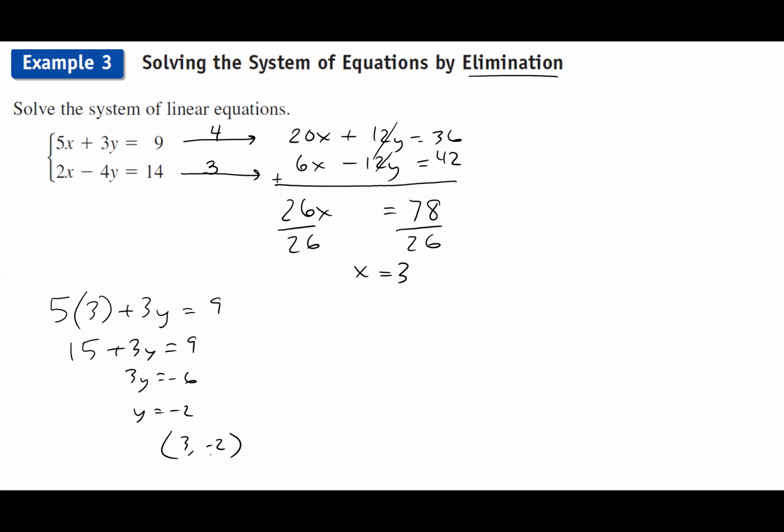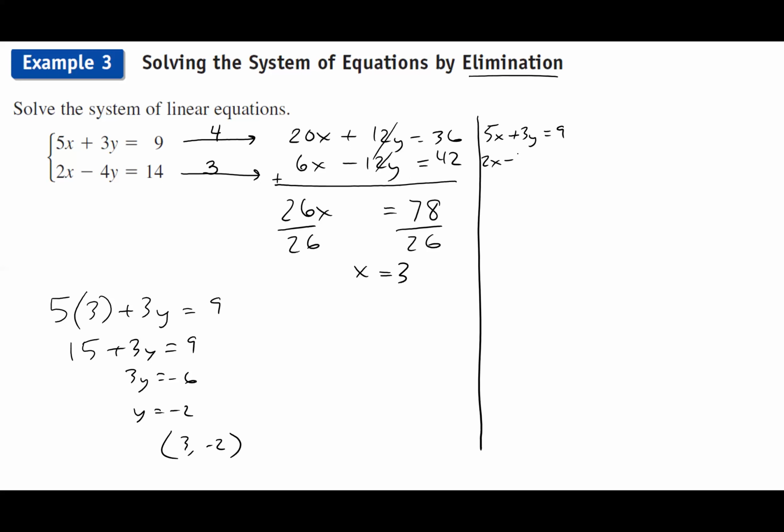Okay, we're good there. Quick question to you guys. Could we have gotten rid of the x's if we wanted to? Yes. Why would we want to? It's more trouble than it's worth. Then you have to subtract, and you have to subtract negatives, and that's adding. Too much work. No, I don't wanna do that.